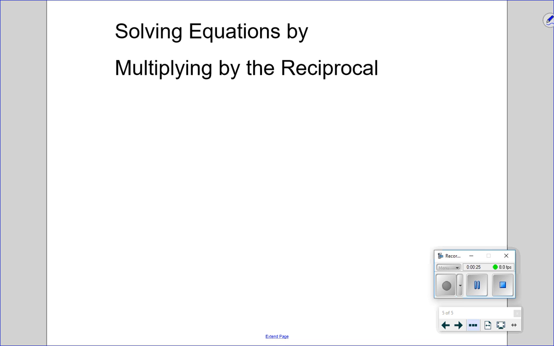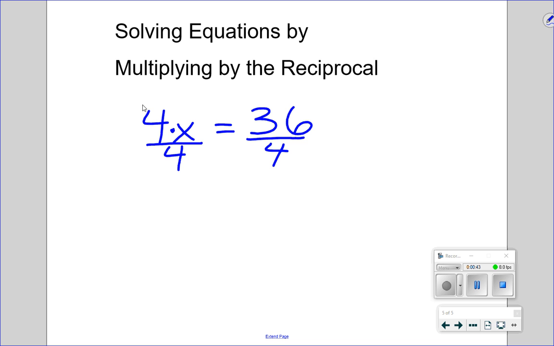When I solve a basic equation such as 4x equals 36, we solve by doing the opposite operation. To undo this 4 times x and get x by itself, we divide. We do the opposite operation, so we're going to divide both sides by 4. And we usually show it like a fraction.